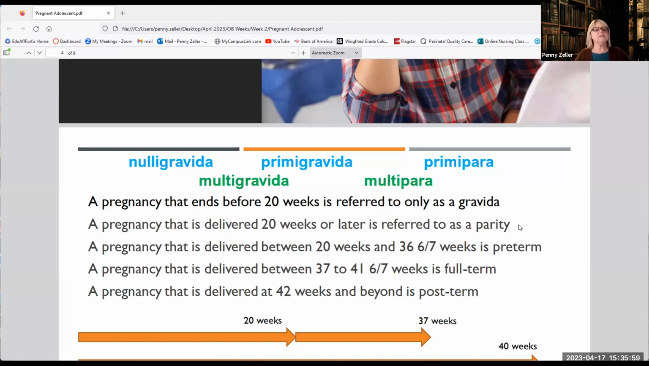If a pregnancy is delivered between 20 weeks and 36 weeks and 6 days, it's called a preterm delivery or a preterm pregnancy. And then between 37 weeks and 41 weeks and 6 days, that's our full term babies. And then a pregnancy that delivers at 42 weeks or later is considered post-term.